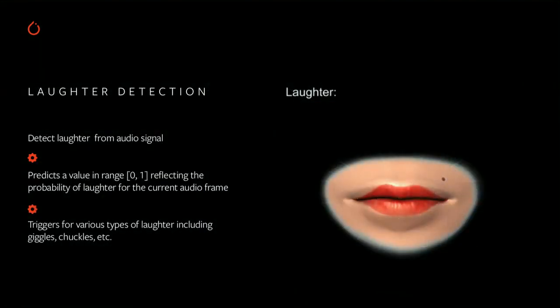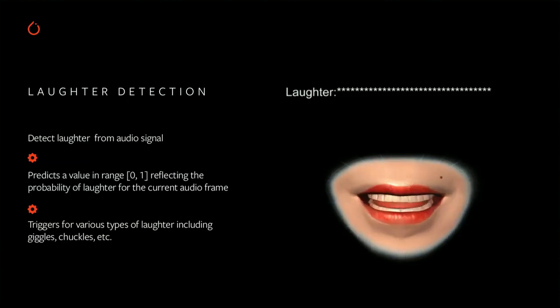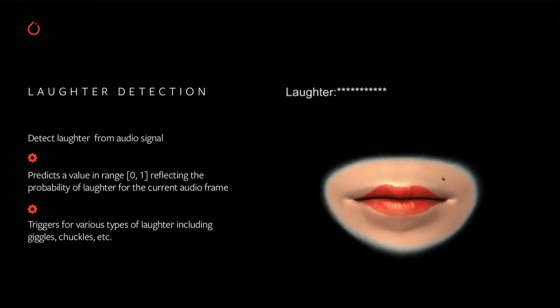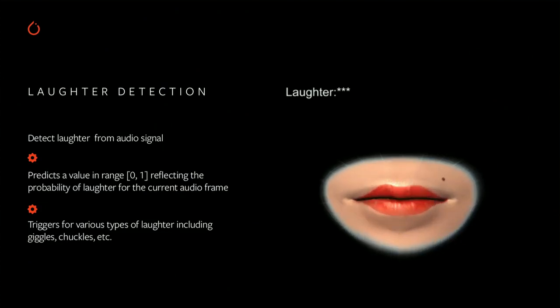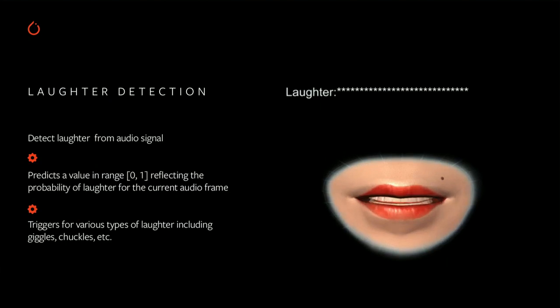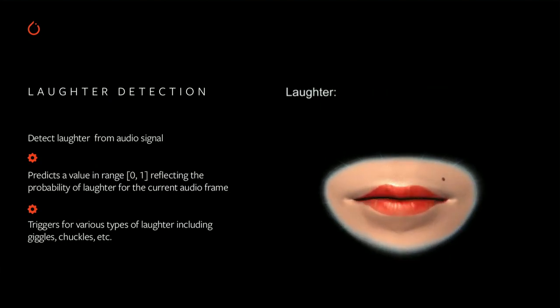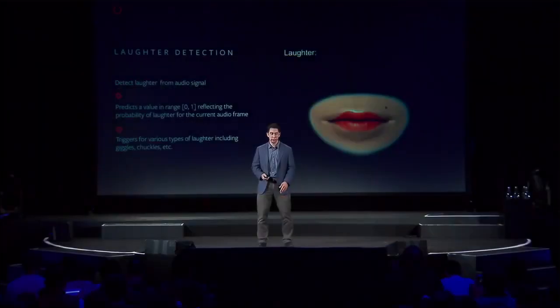So we also developed deep learning models to predict laughter from audio input. This laughter detector is capable of predicting a floating point value between 0 and 1, which reflects the probability of laughter occurring at the current audio frame. The laughter detector is capable of detecting all types of laughs, including chuckles and giggles, for a wide variety of people.